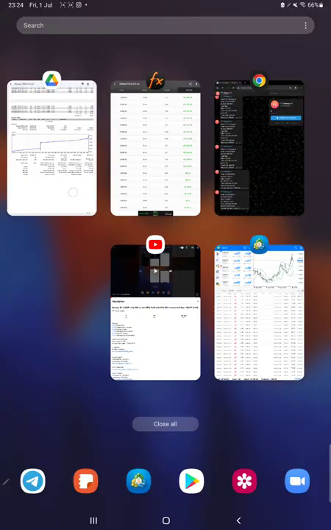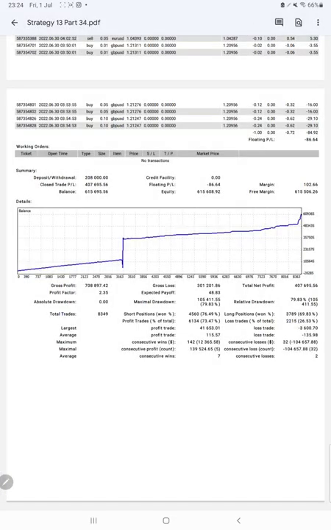And after then we have a trading account statistics from the statement. We have the graph constantly that is growing. The profit factor is 2.35. Total number of trades are 8349. Expected payoff is 48.